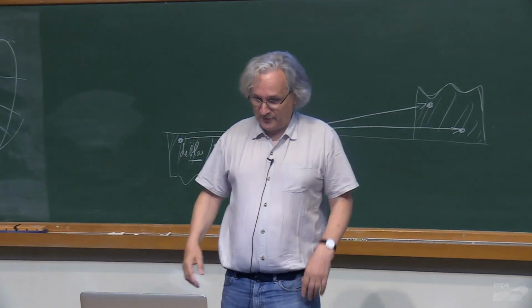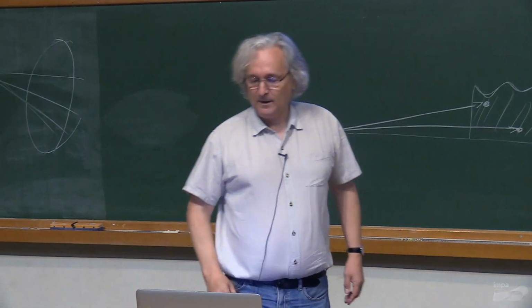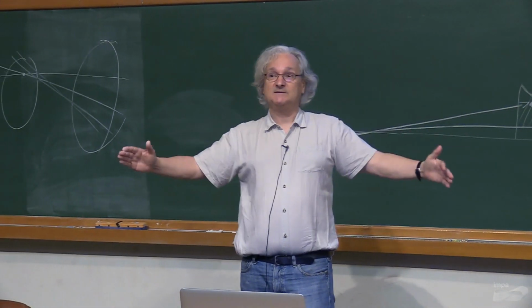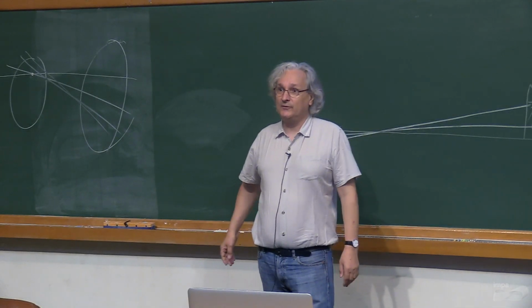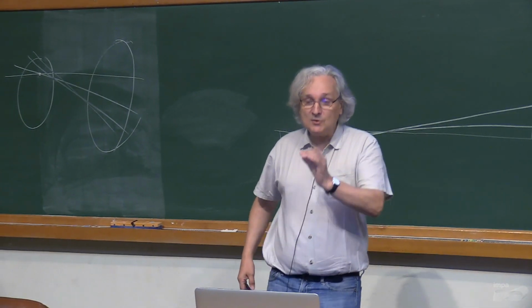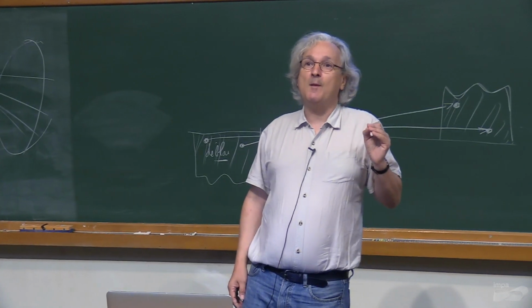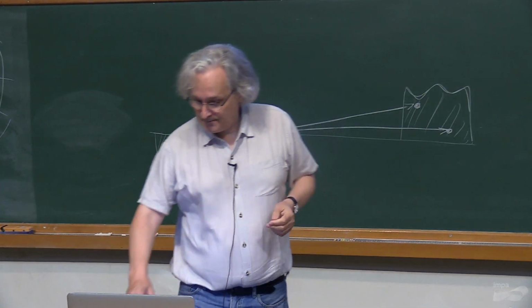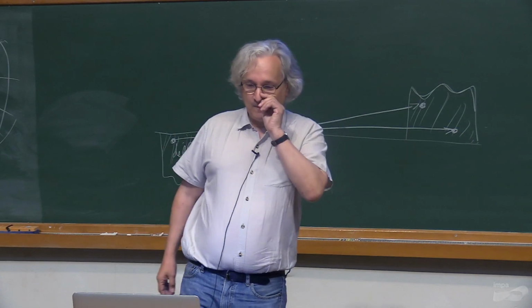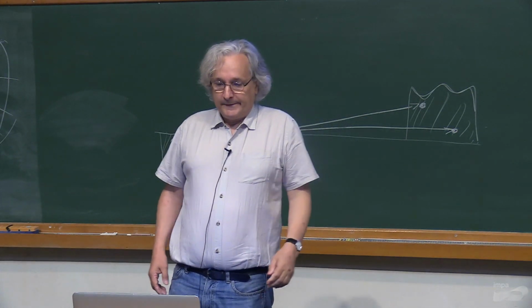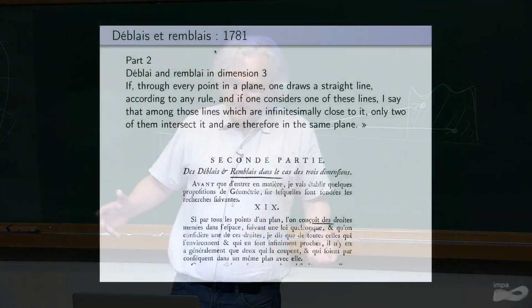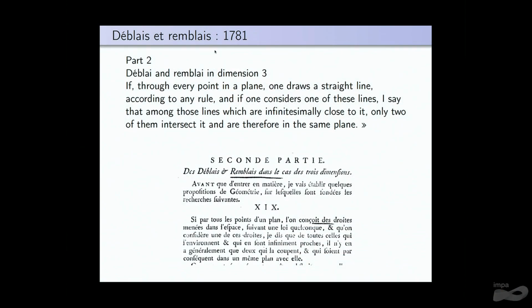And he proves the following. There are two families of curves, such that along those curves, the corresponding ruled surface is developable. And he proves it. Here's the proof. You see the style. "Avant d'entrer en matière, je vais établir quelques propositions de géométrie sur lesquelles sont fondées les recherches." Alors, the proof is this.